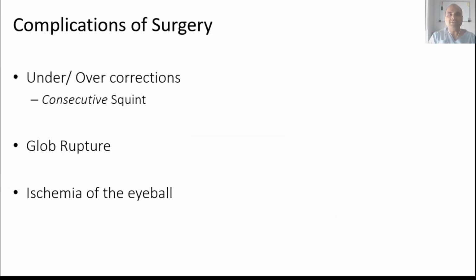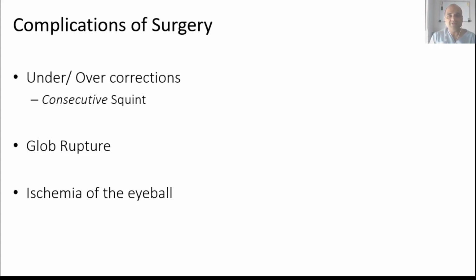So, what are the complications of surgery? Usually, they're very safe, provided that you have an experienced surgeon. It's usually that you have under or over corrections, which is called consecutive squint. Consecutive squint is when you started off with an esotropia and you ended up with exotropia. Rare, but it is possible to get it.